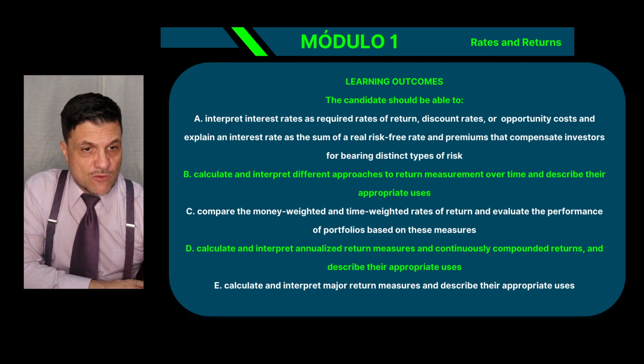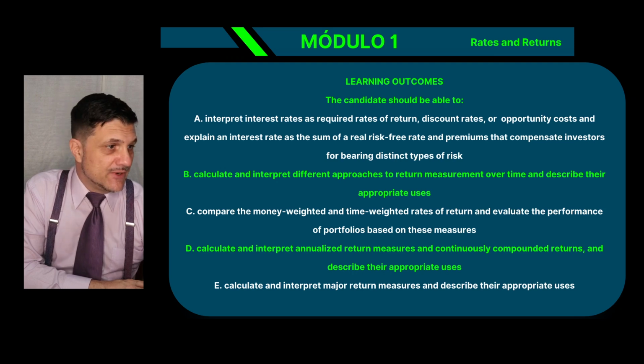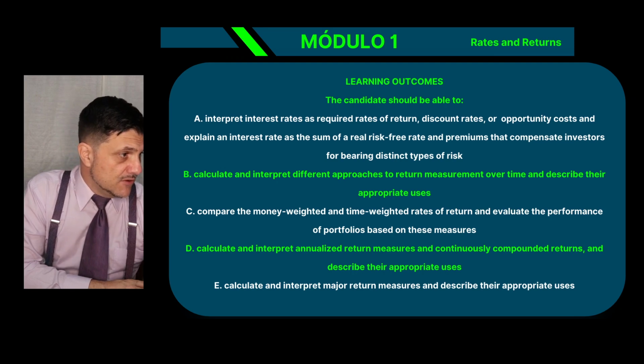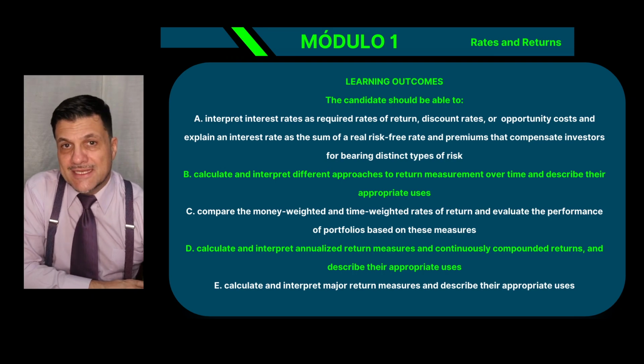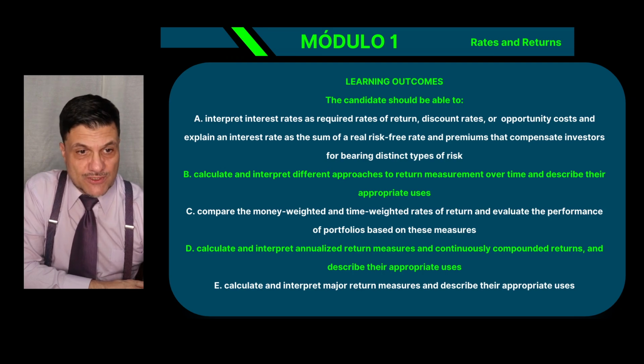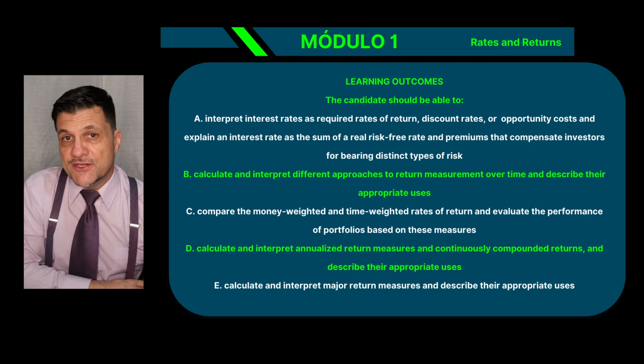Next one is calculate and interpret return measures in continuously compounding return. So that's learning outcome D. The continuously compounding. This is about different frequencies of compounding, which is important. Not only continuously compounding, but also daily, semi-annual. Those are important. Finally, calculate and interpret major return measures and describe their use. So that's good. There you go.